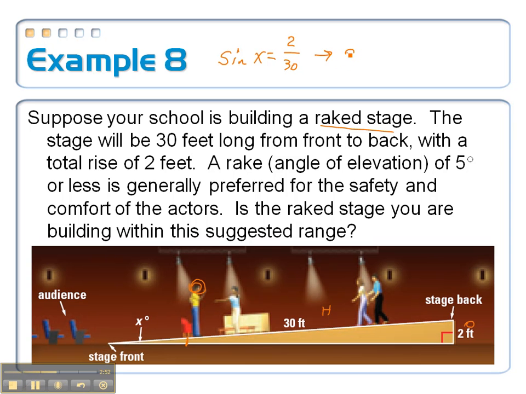So I'm going to take the inverse sine, so x is equal to the inverse sine of 2 over 30, or 1 over 15. And this is about 3.8 degrees, so it looks like everybody's going to be nice and comfortable and safe on this stage.